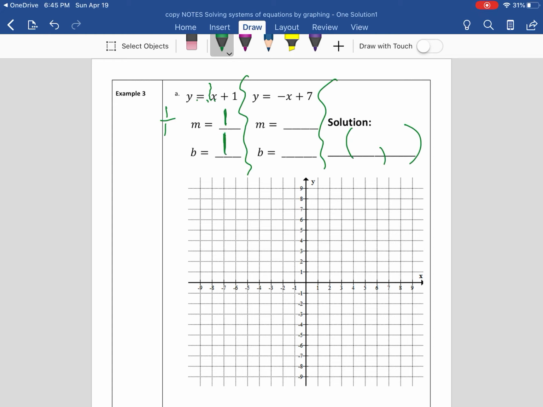Y equals mx plus b. My b is a positive 1. All right, so where am I going to start? I'm going to start on the y at the positive 1. What is my pattern from there? My slope, right 1, up 1. So right 1, up 1. This one's an easier one to just keep plotting, right? And then to go backwards, left 1, down 1. And keep extending that down.